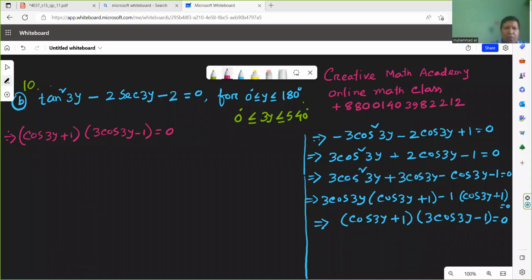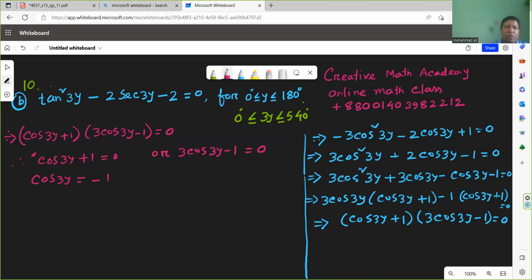Cos 3y plus 1 into 3 cos 3y minus 1 equals 0. So we can write here cos 3y plus 1 equals 0, or 3 cos 3y minus 1 equals 0. At first, we will find the value of y from cos 3y plus 1. So cos 3y equals minus 1. One thing is very important.